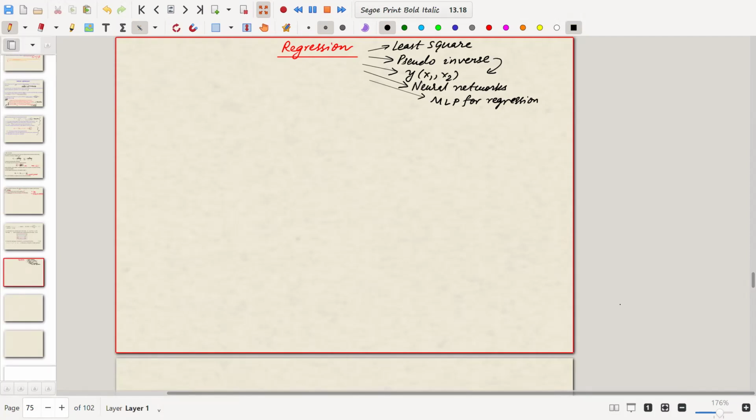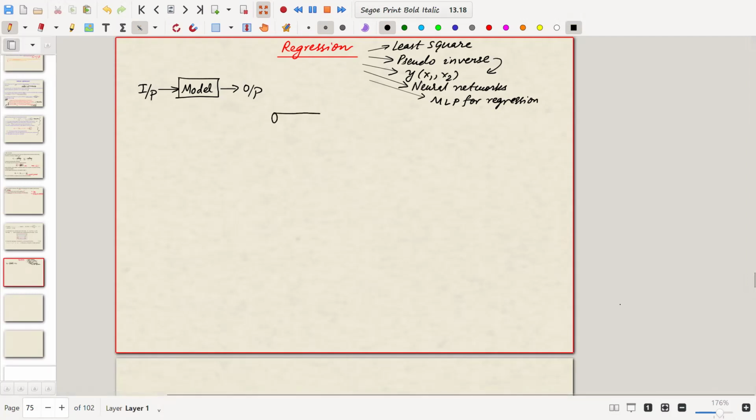Fine. So of course, you already know a model takes some input and gives you some output. You give some input, and the model utilizes all the computations inside a black box and gives you some output. So we'll start with a simple example from your class 10th physics. Suppose you have a metal beam.